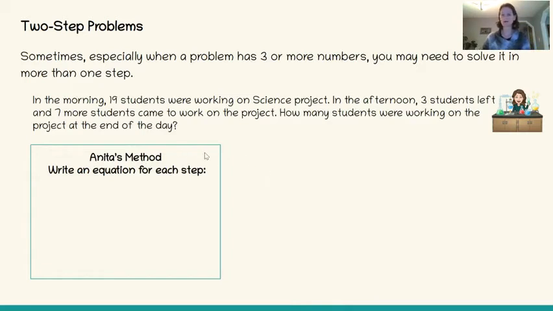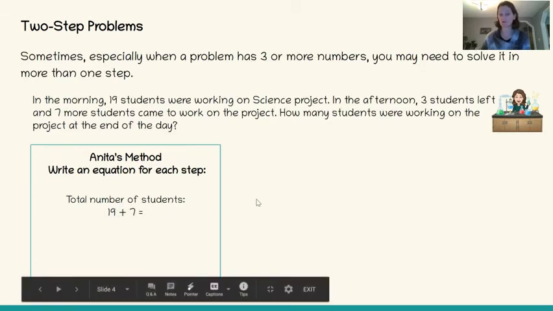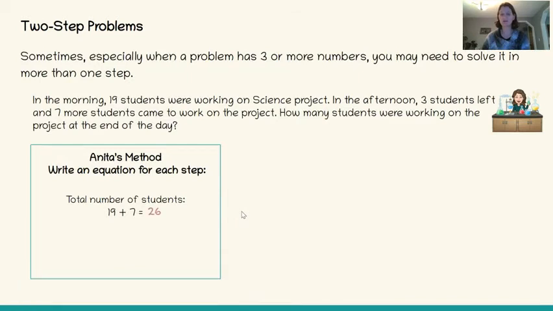So let's imagine one student, Anita, is going to solve this. Her method is to write an equation for each step. So she says, okay, there was 19 students, and I know that 7 more came to work on the project. So I'm going to do 19 plus 7, which equals 26. But that's not all that happened. There's another step. So she says, now I'm going to subtract the students who left in the afternoon.